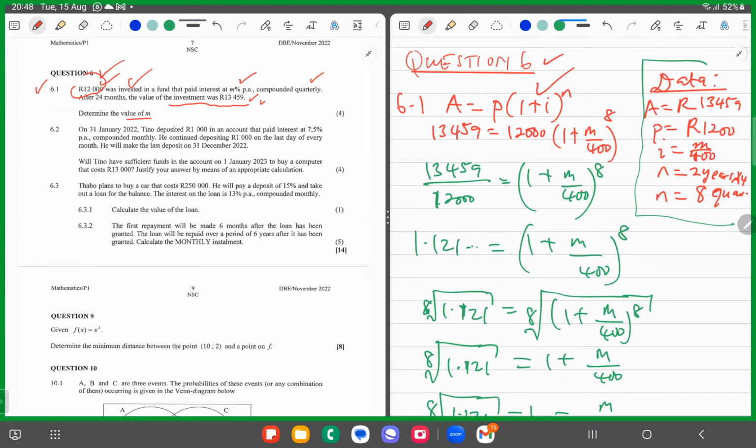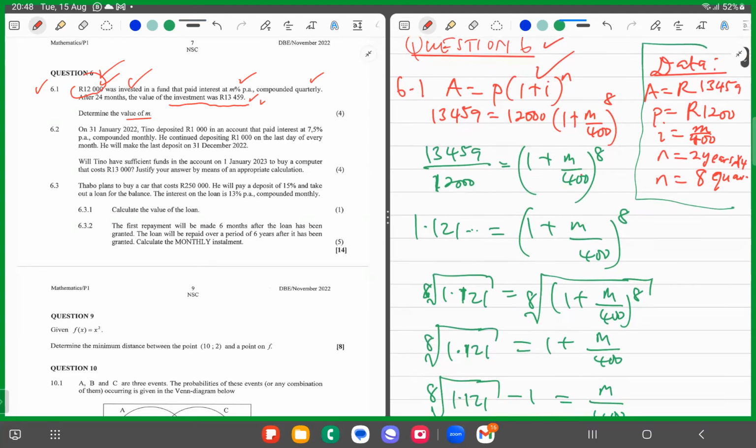Okay. The next question is a bit... Would it give you the same answer if, instead of M over 400, you said M over 4? Okay, that's a good question. Would it give the same answer if you say M over 4? Well, obviously not the same answer.